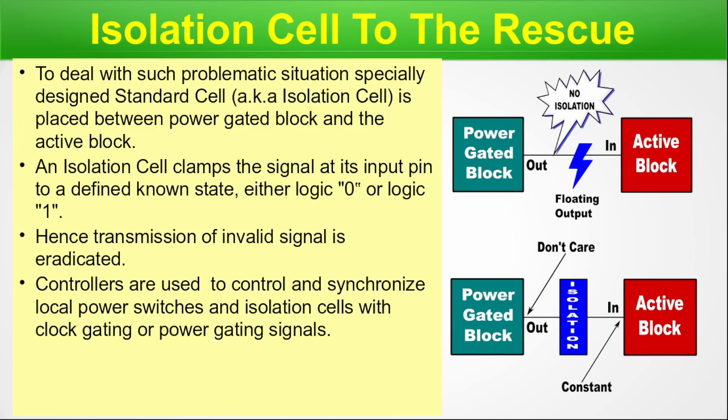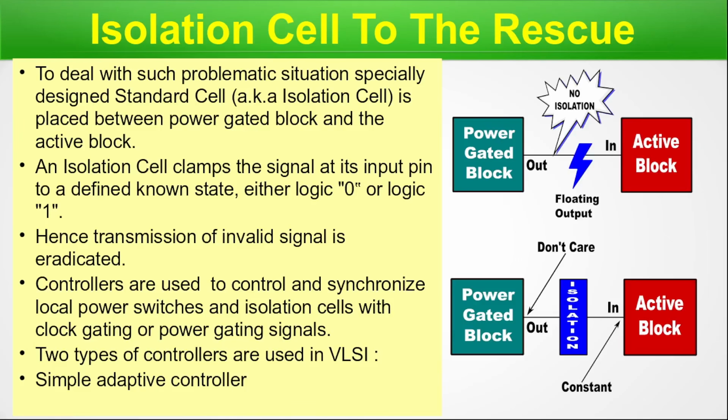Controllers are used to control and synchronize local power switches and isolation cells with clock gating or power gating signals. So this is another good terminology. Remember, there will be controllers to control and synchronize local power switches and isolation cells. So this is another circuit component there. And two types of controllers are used in VLSI: simple adaptive controller and enhanced adaptive controller. We will not go into very much detail because today our discussion is on the isolation cell, not on the controller.